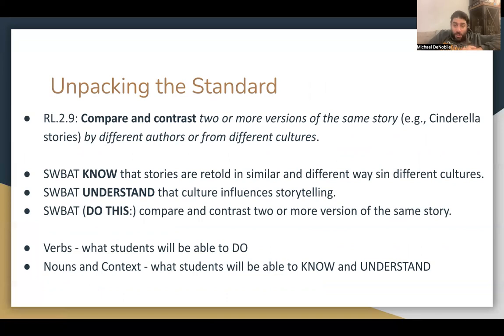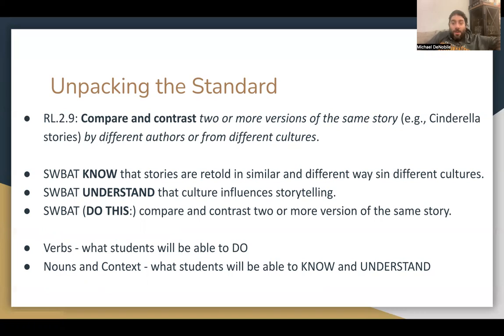So here's a little bit of a cheat sheet. The verbs in the standard is what we want them to do. So students will be able to, that's what the SWOBOT is, students will be able to do this. What do we want them to do? Compare and contrast two or more versions of the same story. We get that straight from the standard. That's what we want them to do. That's what we want them to perform.